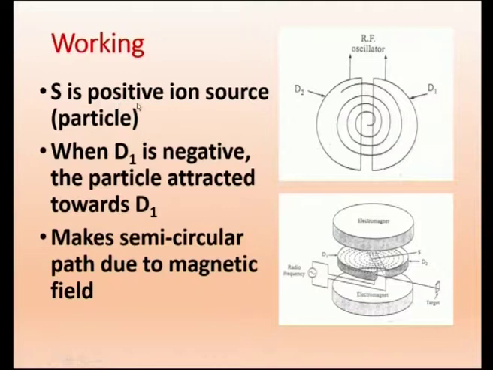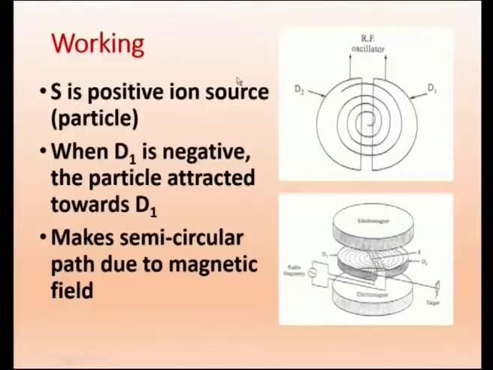S is the positive ion source. We are assuming some particle from a positive source. As we already stated in the beginning, it can be positive or negative, but we are assuming a positively charged particle. A positively charged particle will be attracted towards whichever D is negative. So S is a positive ion source, the particle to be accelerated. When D1 is negative, the particle will be accelerated towards D1, because positive is attracted towards negative.